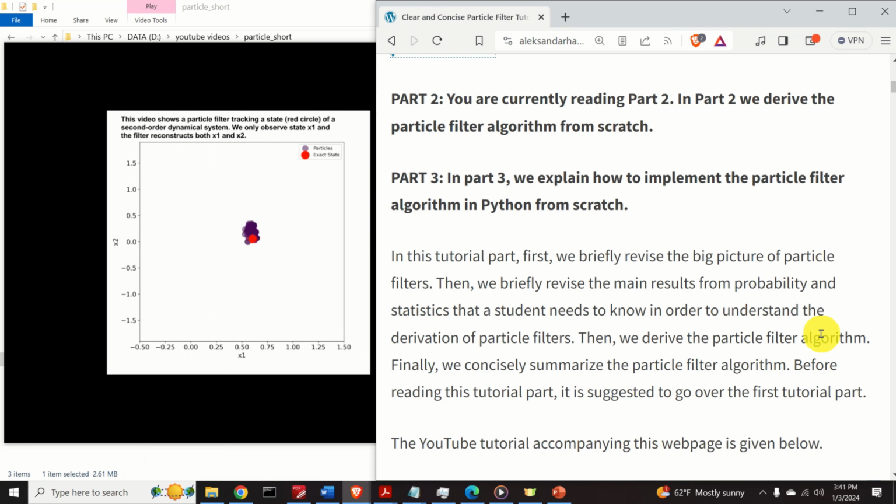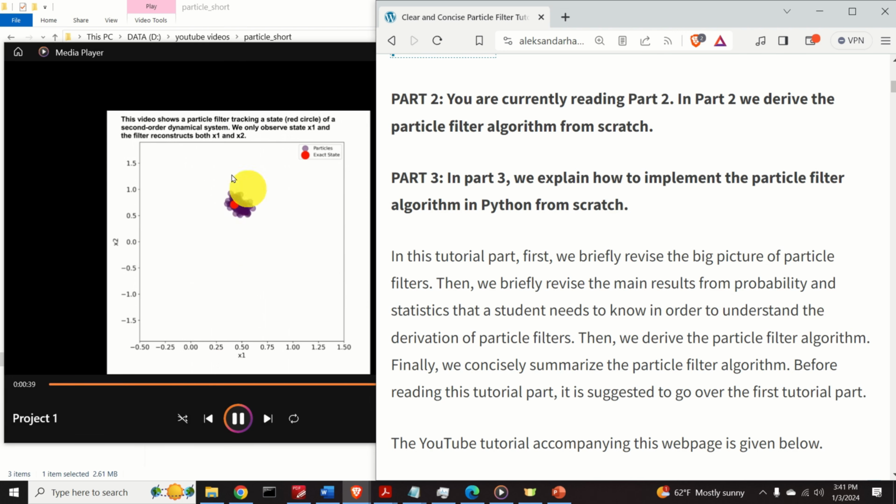In the third tutorial part, that will be the direct sequel of this tutorial, we will explain how to implement the particle filter algorithm in Python from scratch. Also, we will explain how to generate this amazing animation illustrating the behavior and performance of a particle filter. In this animation, the red circle is the true state of a dynamical system and blue circles are particles generated by the particle filter that estimate and track the true state of the system.